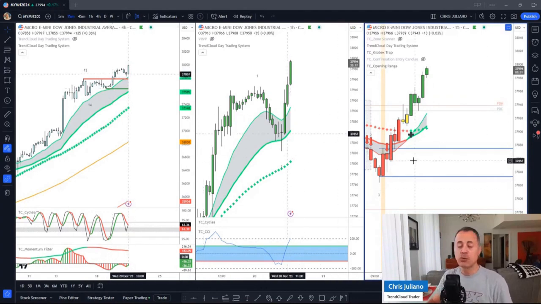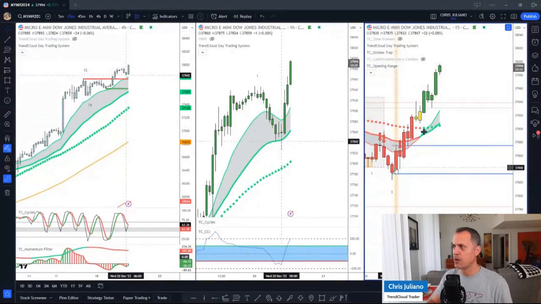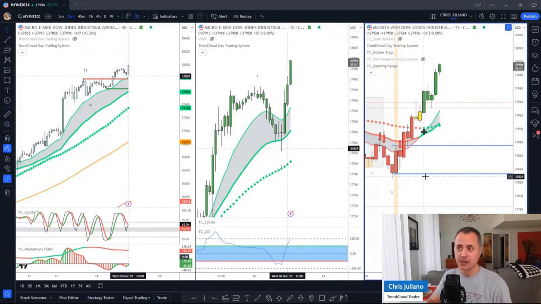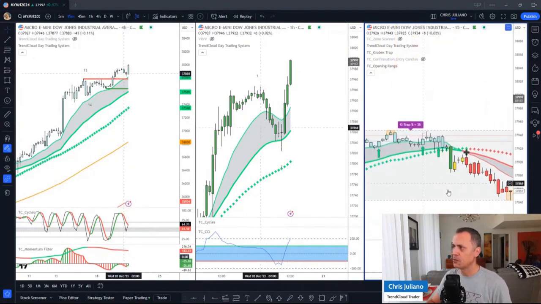Now, we did get the retest of the opening range. And if you do have Trend Cloud, you can put the opening range tool right here on your chart. It gives you a nice bar, lets you know where the opening range is taking place, and automatically puts all the lines on the chart for you. Also, the Globex trap indicator, that's also with your Trend Cloud system as well. And you can put that on your chart. And it's a great way to look at the overnight session.